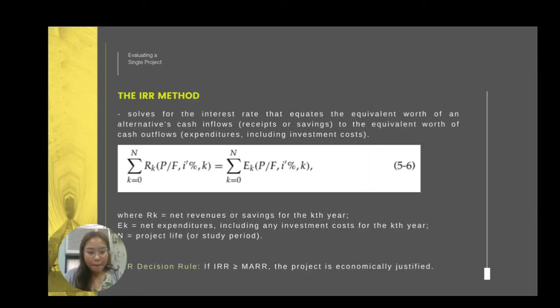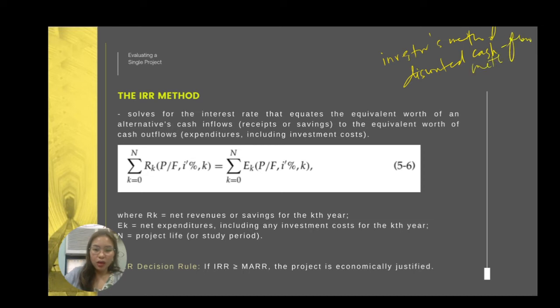Next. Okay, the IRR method. When you say IRR, it means the internal rate of return method. The IRR method is the most widely used rate of return method for performing engineering economic analysis. It's sometimes called by several other names such as the investor's method, discounted cash flow method, and profitability index.